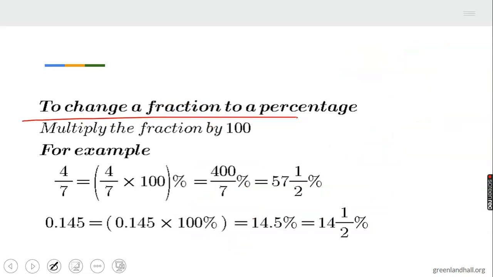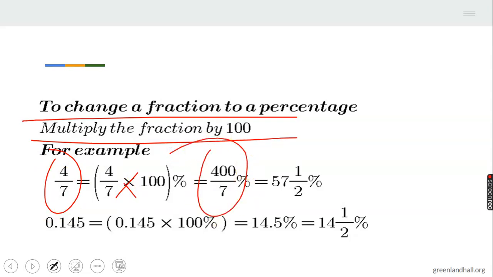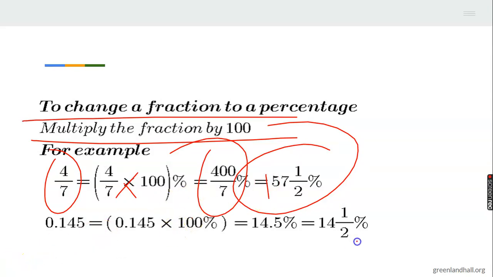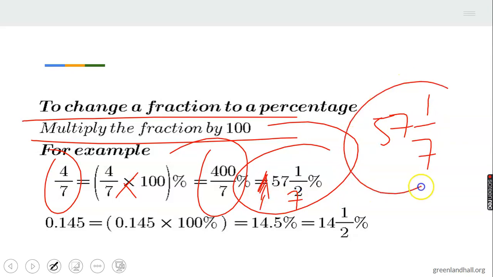To change a fraction to a percentage, the first thing to do is, if you want to change any fraction to percentage, you multiply by 100. That is why we have 4 all over 7 equals 4 over 7 times 100, which equals 400 divided by 7. We have 57 whole number, 1 all over 7. Beg your pardon, this should be 7. This is the answer.